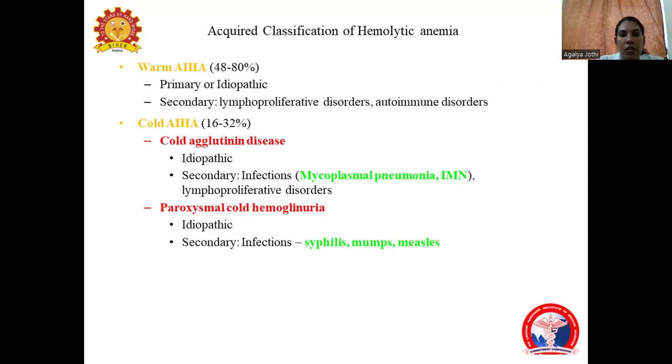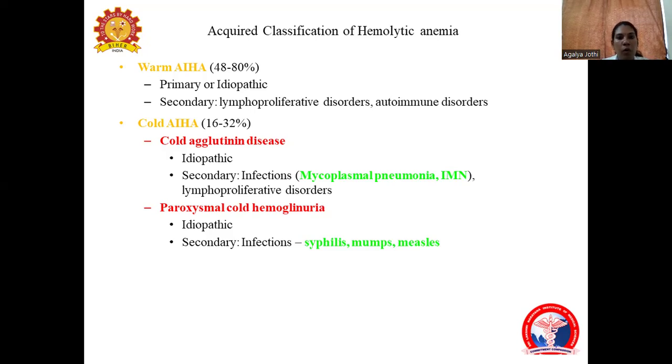Coming to the classification of acquired hemolytic anemia: autoimmune hemolytic anemia, first, warm autoimmune hemolytic anemia, which accounts for about 80% of cases. What could be the cause? It can be primary or idiopathic. Secondary causes would be lymphoproliferative disorders and autoimmune disorders.